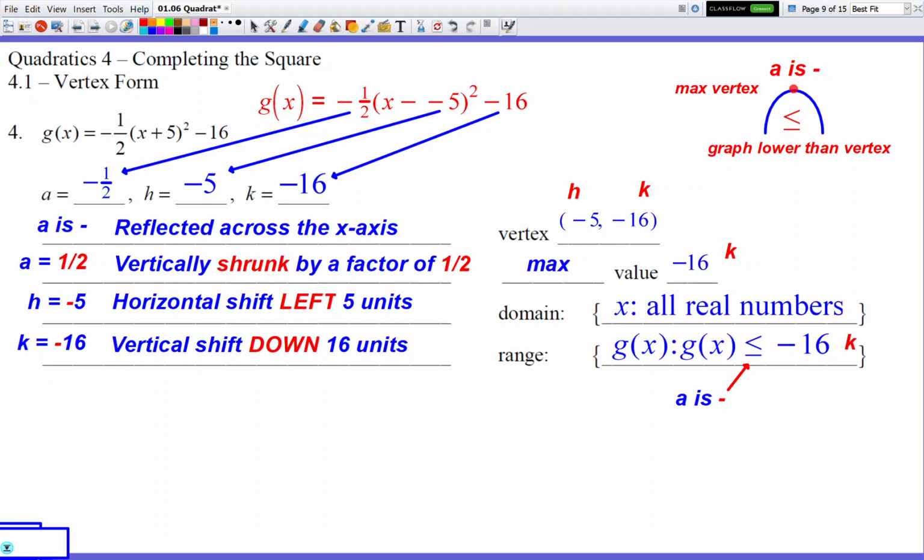So let's look at this picture. My blue line, which is known as the graph, is lower than the height of the vertex, which is at negative 16. Okay, so you can use this picture to help translate the wording so that you can get the range. Okay, so I think that's the last problem.